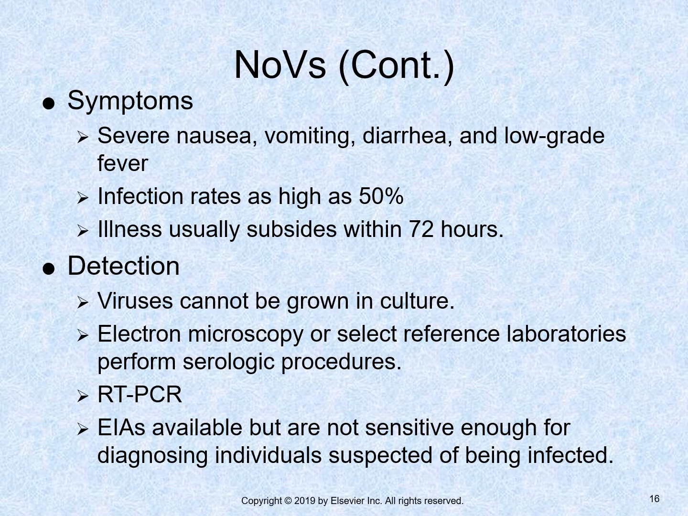The incubation period for noroviruses is 24 to 48 hours. The onset of symptoms includes severe nausea, vomiting, diarrhea, and low-grade fever, and the onset is abrupt. The infection rate can be as high as 50%, and the illness usually subsides within 72 hours. Immunity may be short-lived, leading to the potential for multiple infections throughout life.